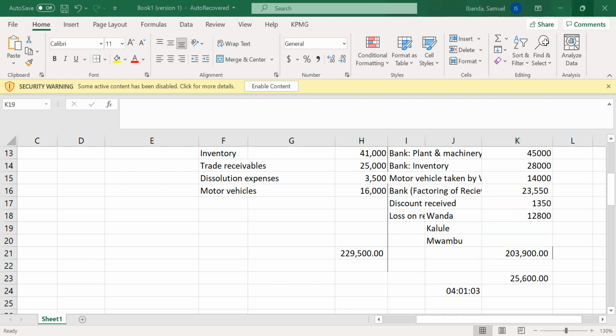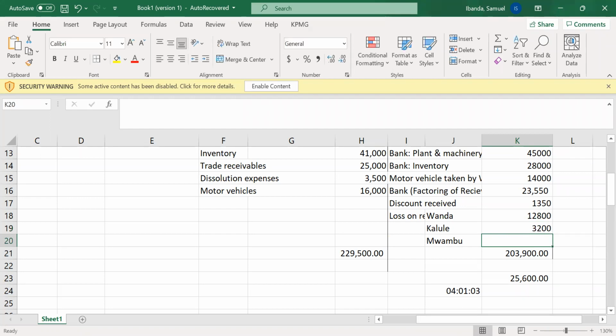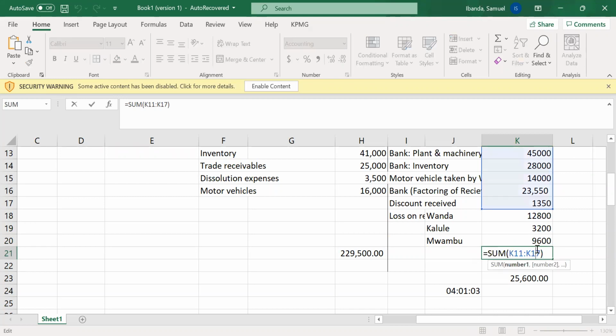12,800. I'll do the same thing for Kalule, and this will be 1 divided by 8 times 25,600, which gives me 3,200. And then for Mwambo will be 3 divided by 8 times 25,600, which gives me 9,600. So this total will now be updated.